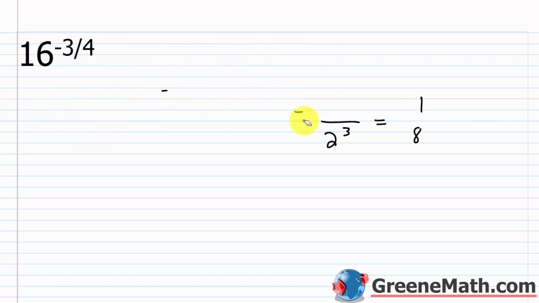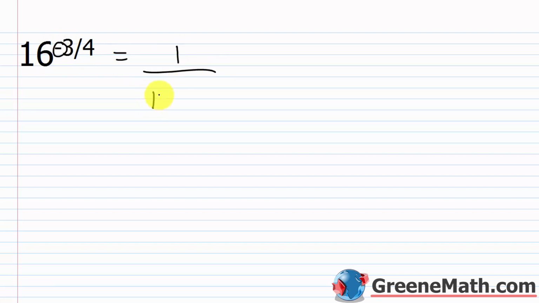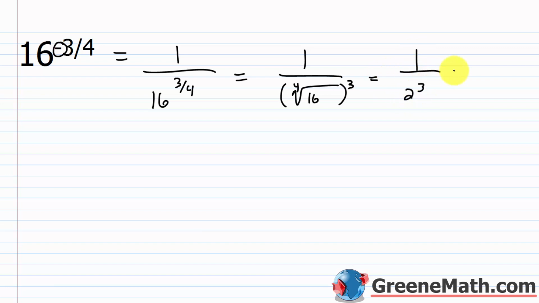We know that when we work with a negative exponent, we take the reciprocal of the base and we make the exponent positive. So I could start out, because I have a negative exponent here, writing this as 1 over 16 raised to the power of 3/4. Okay, I could do that to start. So this is 1 over the 4th root of 16, which is going to be cubed. So this is 1 over 2 cubed. So this is 1 over 8. Okay, that's another way to do it.